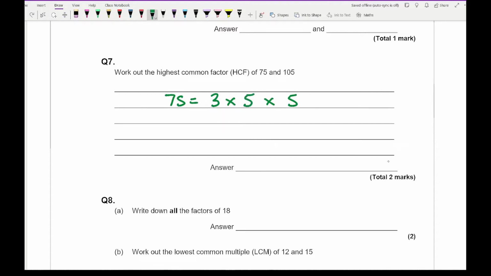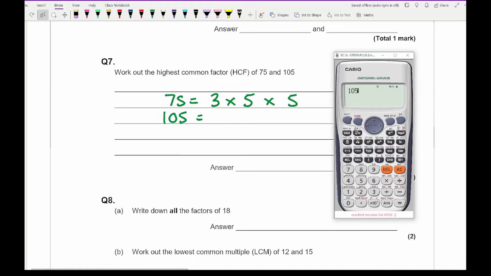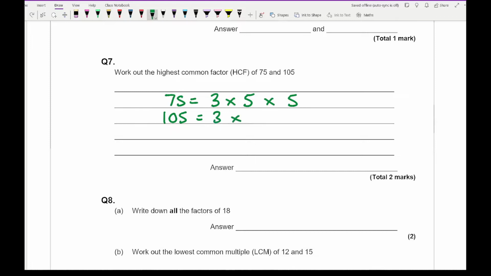And then 105. And again, do exactly the same. So 105, press equals, then press shift and the fact button. So it's 3 times 5 times 7. I then circle the common primes. So 3 appears in both, 5 appears in both, and that's it. So the HCF is going to be 3 times 5, which is 15.